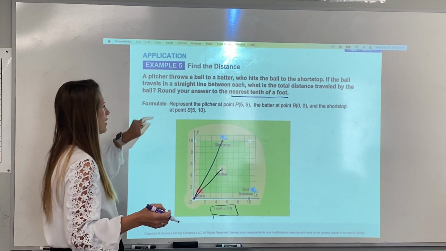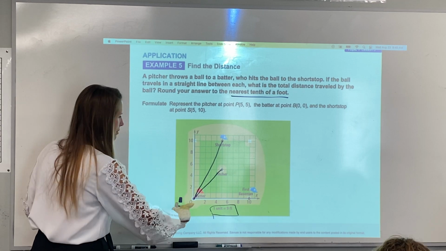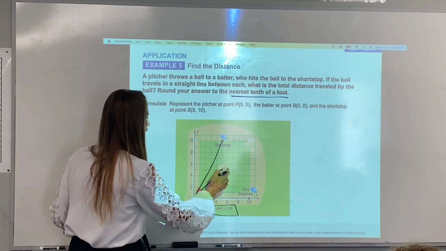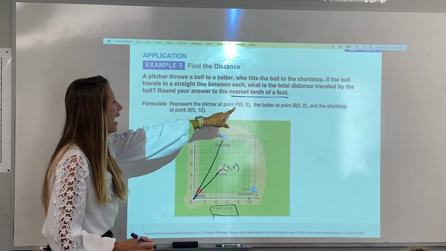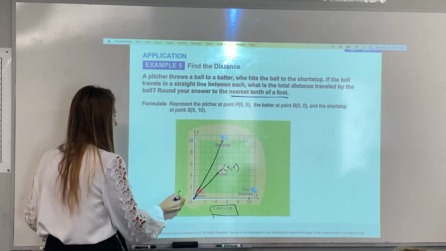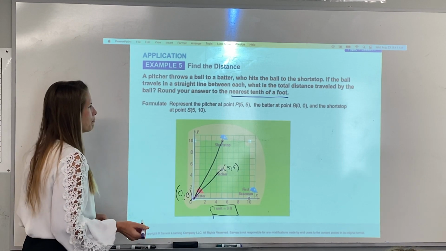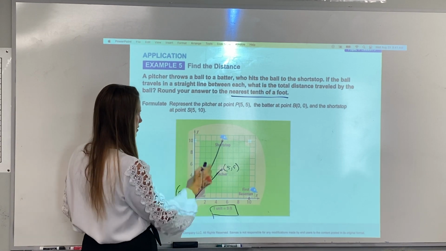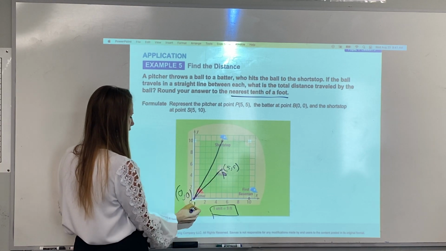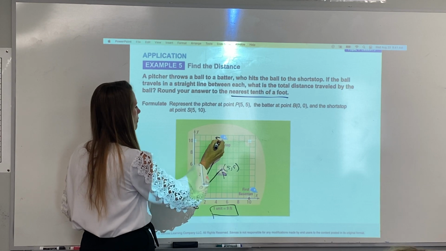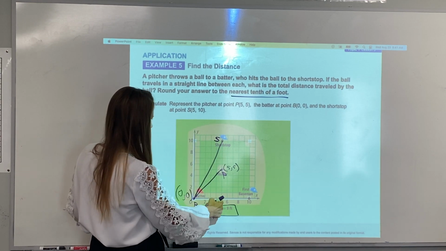So we're gonna formulate. Represent the pitcher at point 5, 5, because here he is, 5, 5. So now we've got our coordinate points. The batter at point 0, 0, he's at the origin, right? And the shortstop at point S. We're gonna call the pitcher P, the batter B, and the shortstop S, and his point will be 5, 10.